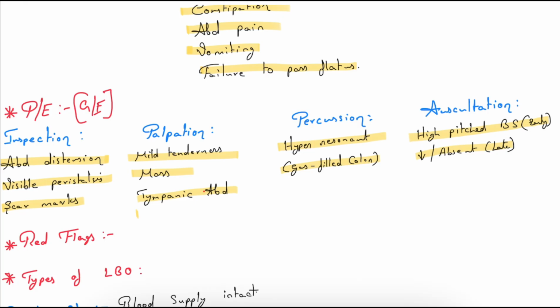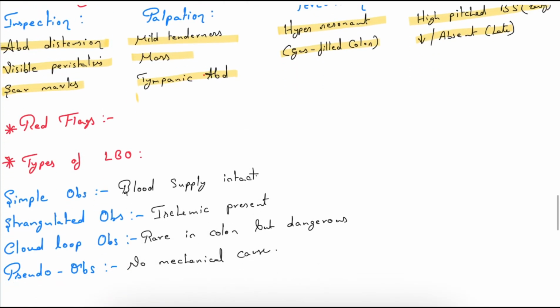Next, you can see here that is red flags. Whenever a patient comes with large bowel obstruction, if the patient gets continuous pain, that is an emergency sign: continuous pain, not colicky, and fever, tachycardia, guarding, rigidity, rebound tenderness, shock, and leukocytosis. It suggests ischemia or perforation.